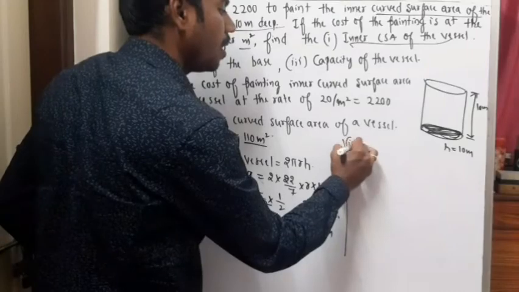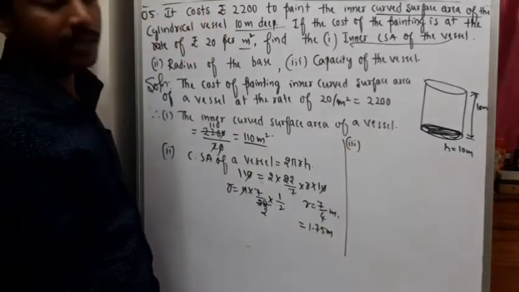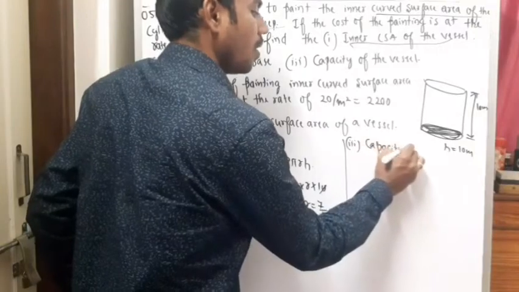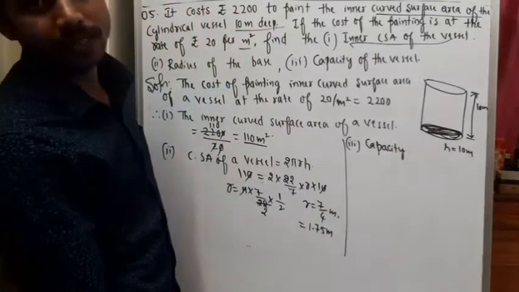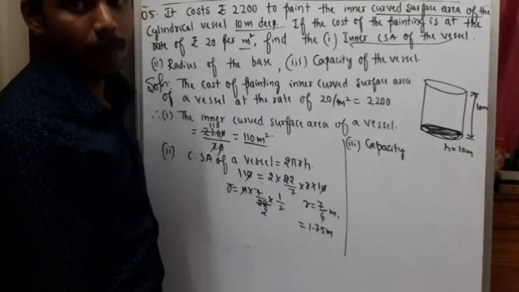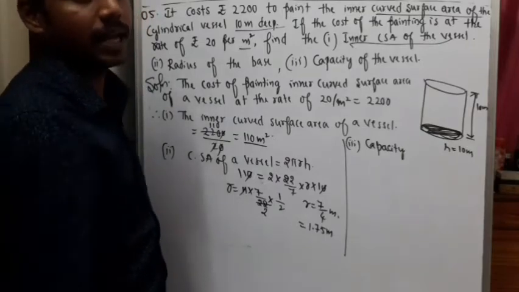Now, what we need to calculate after this? We need to calculate the capacity of the vessel. Capacity of the vessel is equal to volume of the vessel. So, the vessel is in the shape of a cylinder. So, what is the volume of the cylinder? Volume of the cylinder is equal to pi r square h. That is base area into height.